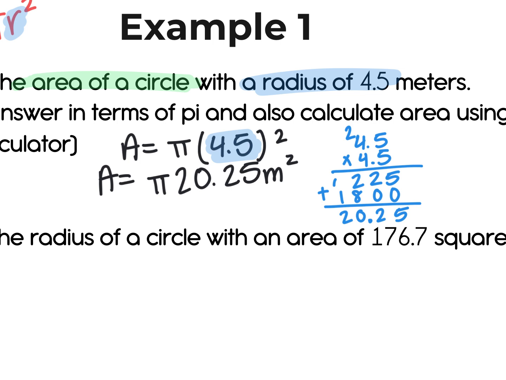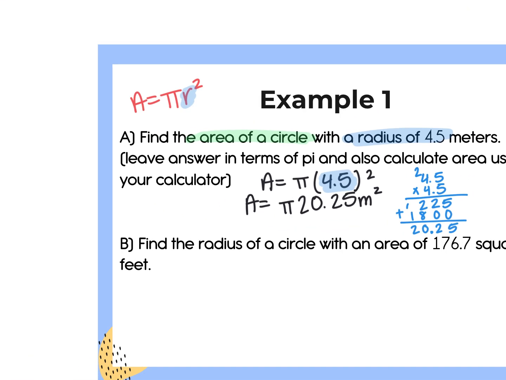So my answer for this one is going to be area equals, I'm going to write it over here, area equals 20.25 pi meters. And that would be my answer. All right, the next one.